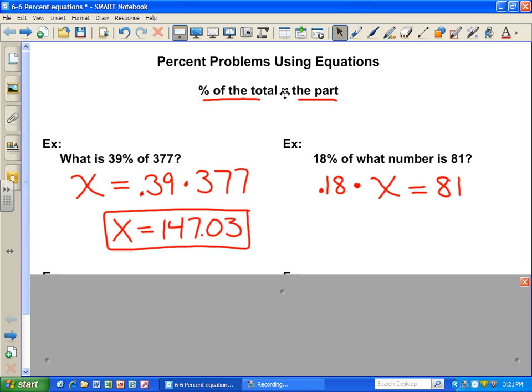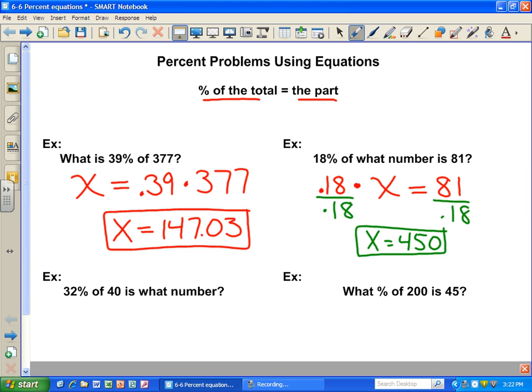So you solve this just like you solve regular equations. You want to get your x by itself. So you want to get rid of the 18 hundredths by using the inverse operation. So we put that into our calculator. 81 divided by 18 hundredths. So x is 450. So 18% of 450 will give you 81.